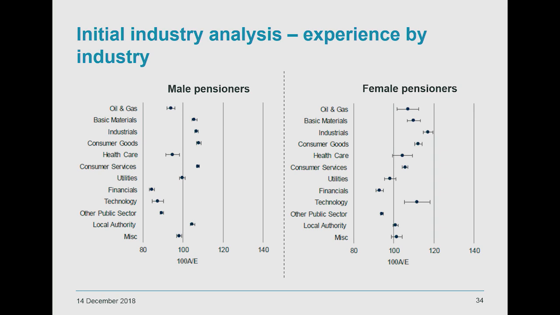On the females side, again, financials is actually the lightest mortality, but financial services, other public sector is also lighter than the 100%, where again the heaviest mortality is the industrial sector for the females as well. It's worth pointing out that each of these dots represents multiple schemes, so none of these are single schemes. That doesn't necessarily reflect the full range of variation within industries, and that's something that we're intending to have a look at when we come to do the industry analysis paper in 2019.